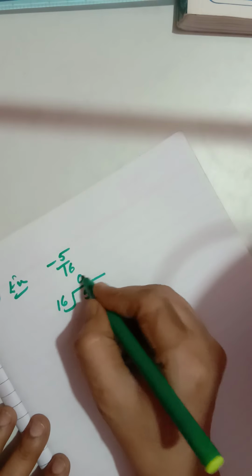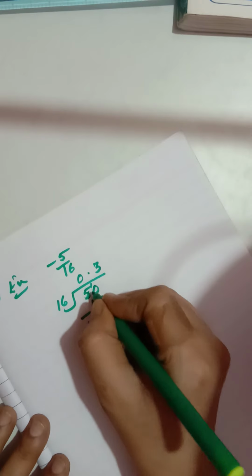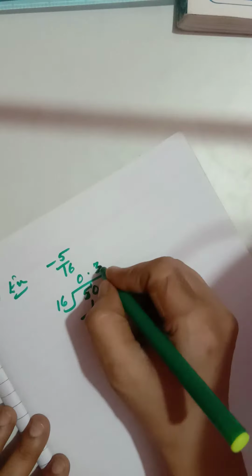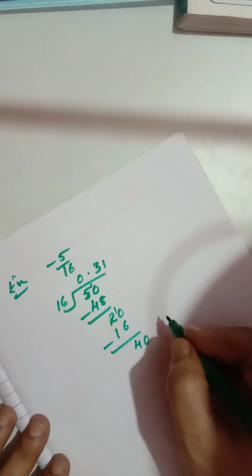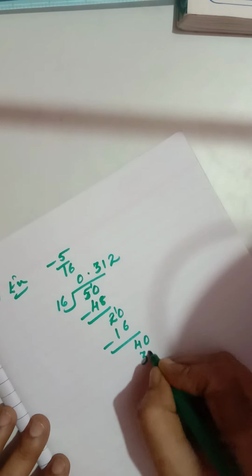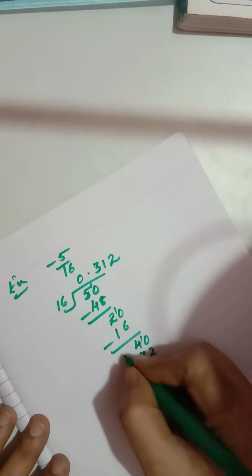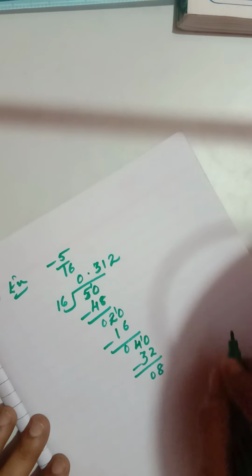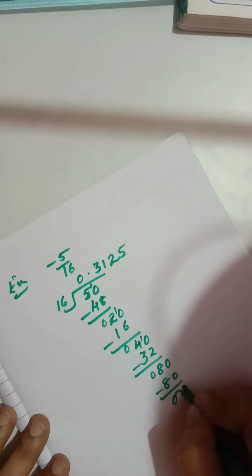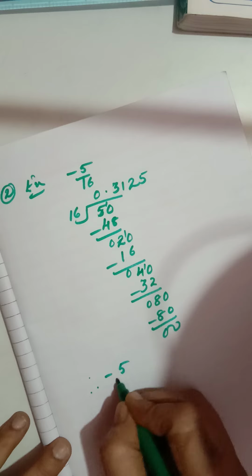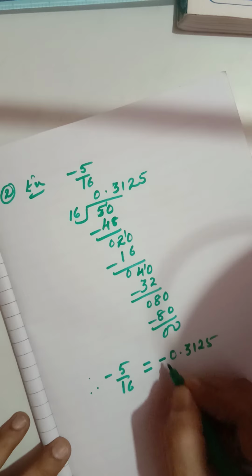Now here it is not possible, so you will take 0. Now 16 3s are, we know, 48. 10, that is 2. And now 16 1s are 16. 10 minus 6, that is 4, 0. Okay, 16 2s are 32, that is 8. 3 minus 3, that is 0. Here also 0. Okay children, here also you can put 0. Now 0. 16 5s are 80, so 0 0. Now therefore, children, minus 5 upon 16 is equal to 0.3125. Now put here in the answer, children, the minus sign.